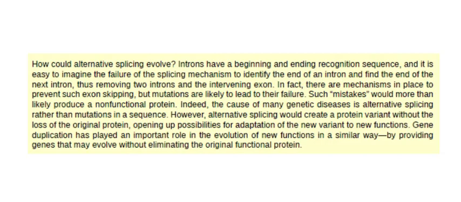However, alternative splicing would create a protein variant without the loss of the original protein, opening up possibilities for adaptation of the new variant to new functions. Gene duplication has played an important role in the evolution of new functions in a similar way by providing genes that may evolve without eliminating the original functional protein.